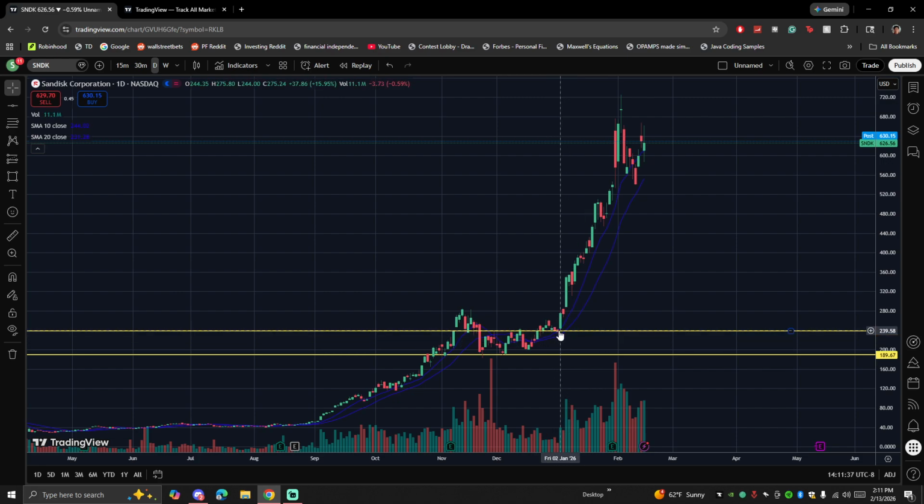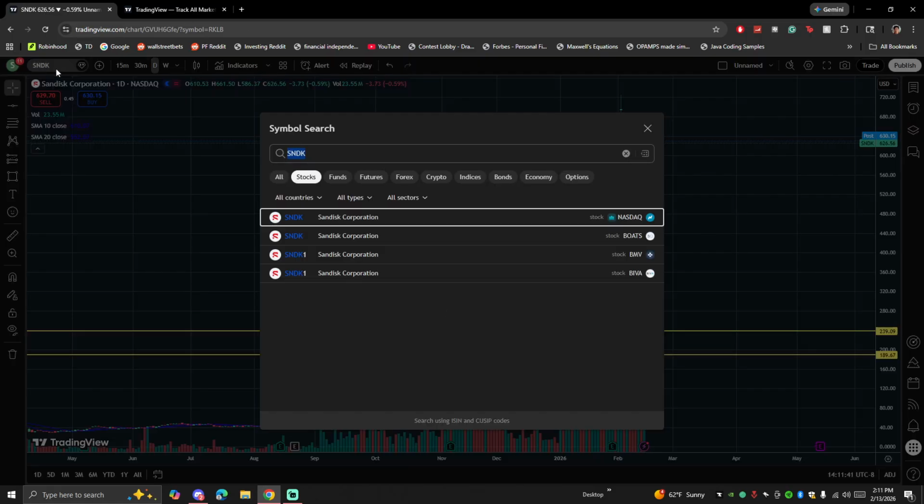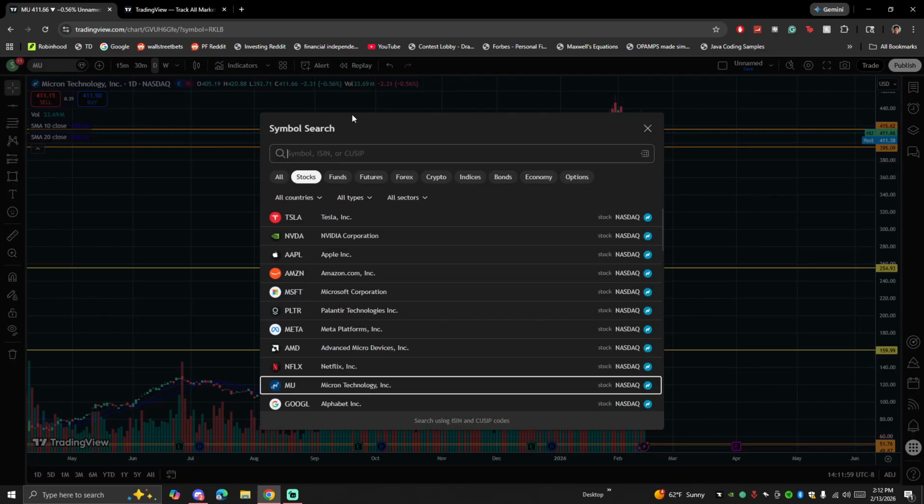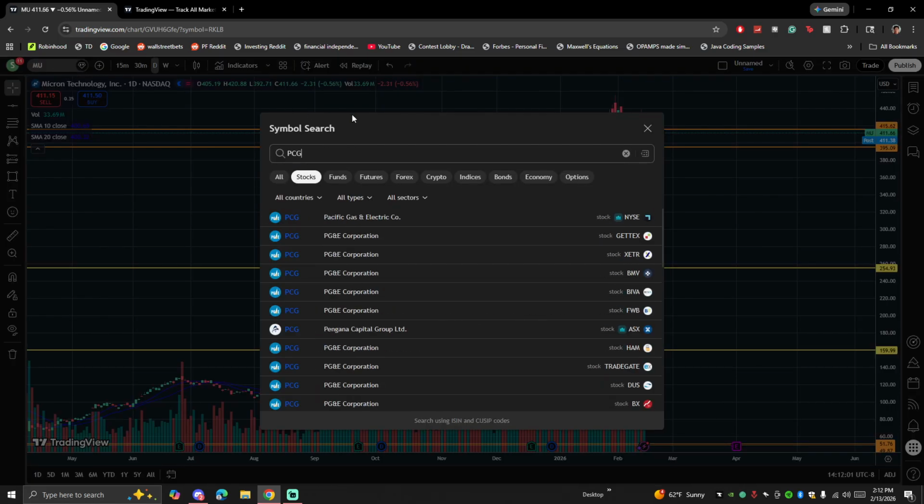SanDisk is a huge momentum trade that's been absolutely paying out all year so far. Micron is kind of another one as well. This one was a little bit more rough because it did have a nice pullback down to like 220 or so. But then after it got back up above, it broke out from 255 and it's just absolutely run. It's at 400 now. There was another stock that someone wanted, PCG.